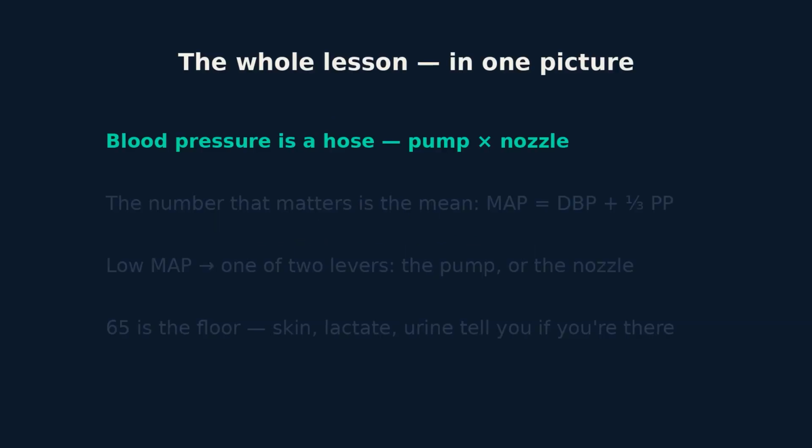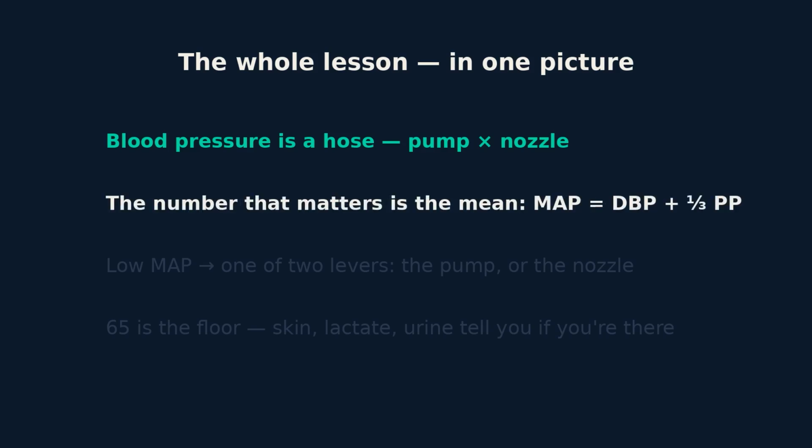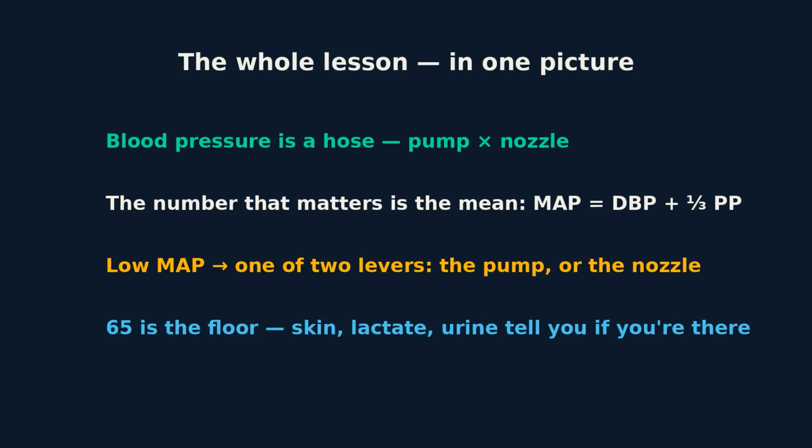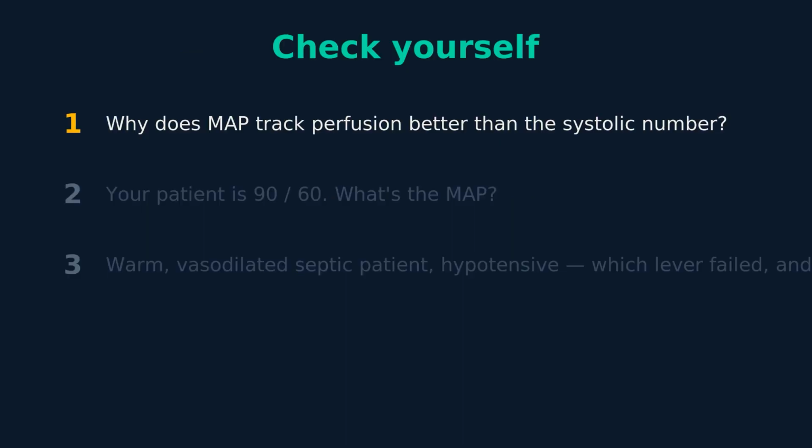So, the whole lesson in one picture. Blood pressure is a hose. Flow from the pump, resistance at the nozzle. The number that matters is the mean, MAP. Diastolic plus 1/3 of the pulse pressure. When it's low, it's one of two levers, the pump or the nozzle, and 65 is the floor where perfusion lives. But the skin, the lactate, and the urine tell you if you're really there.